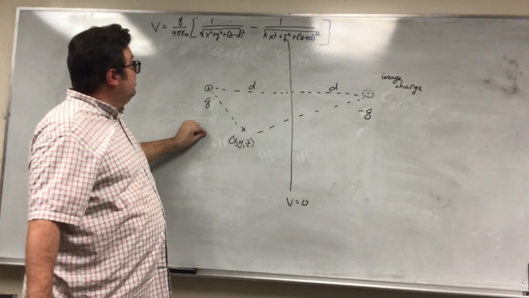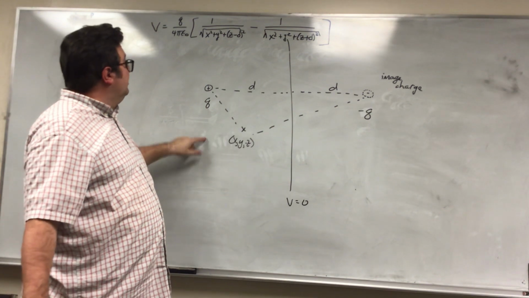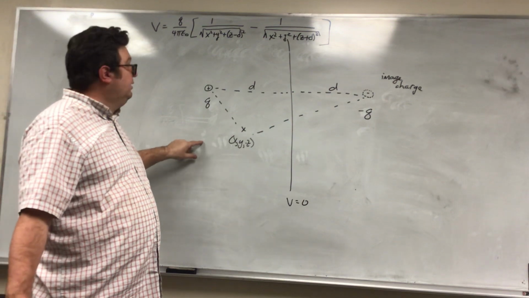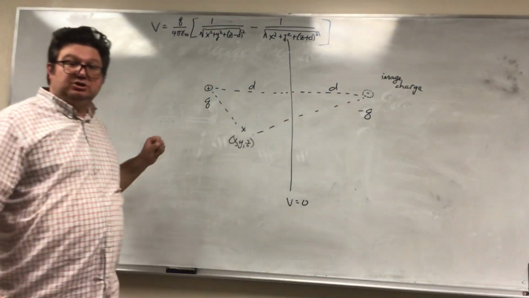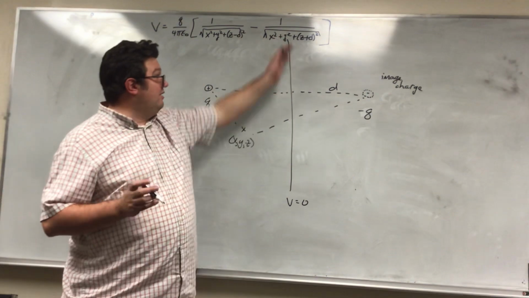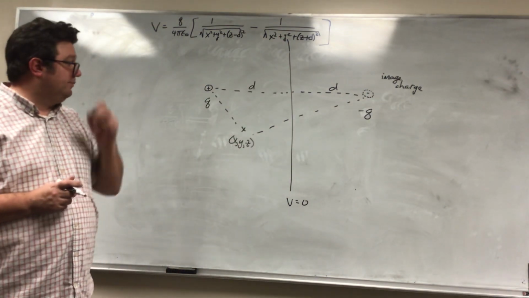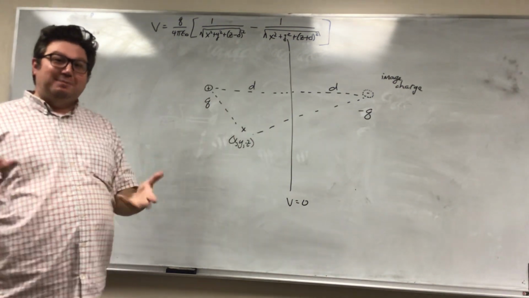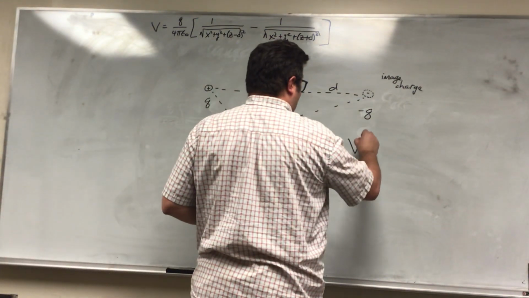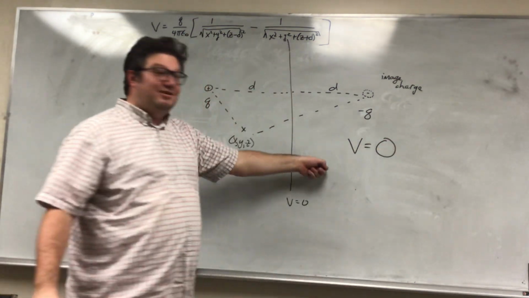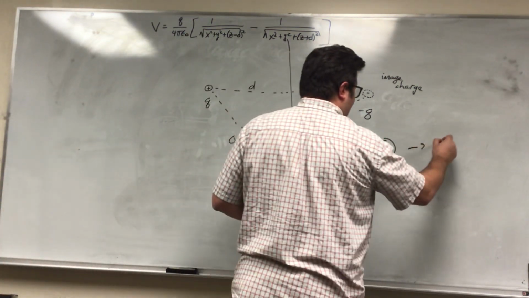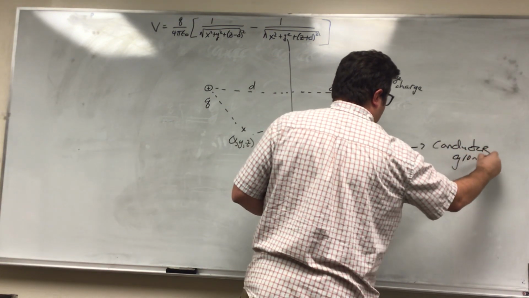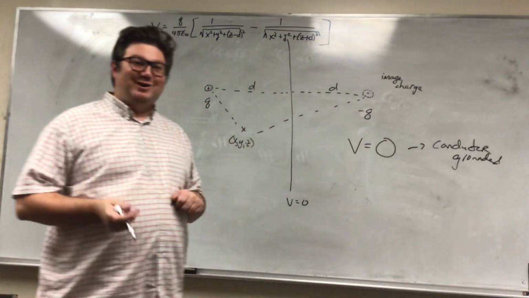So if you're right at this point, this distance would be 0 because you'd be right above that, but here your distance would be large. And if they're exactly in the center, we have the situation where they cancel. That's what the potential is here. But the potential here is 0 because this is inside a conductor that's grounded.